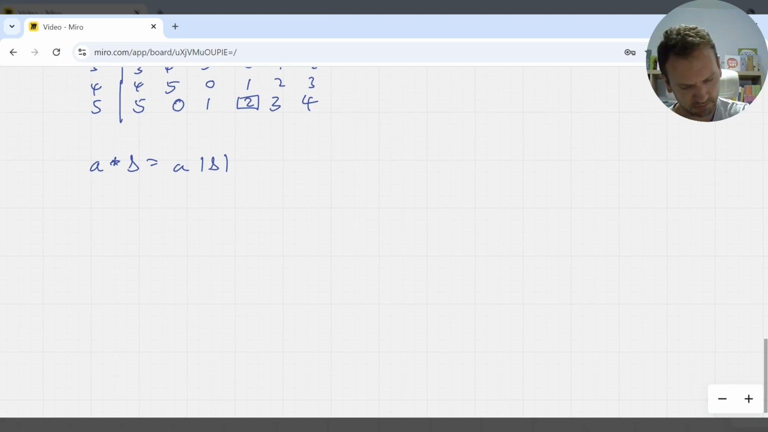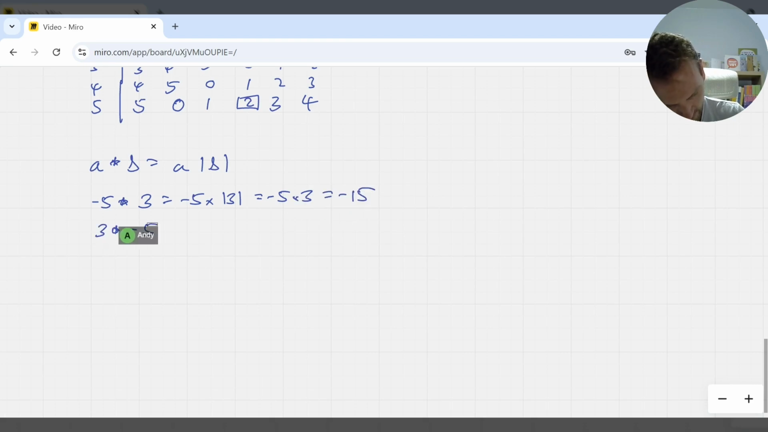One example to show this isn't commutative is to say that if we were to do -5 star 3, I'd get -5 times mod 3, which is just -5 times 3, which is -15. But if I was to do 3 star -5, then I'd get 3 times mod -5, which is the same as 3 times 5, which is +15. So these two things are not equal, so this isn't commutative.